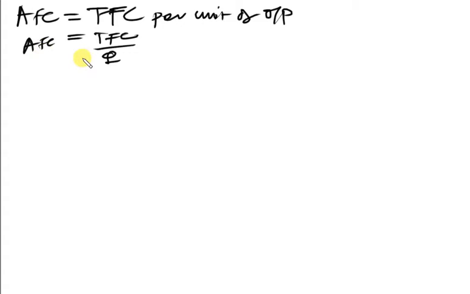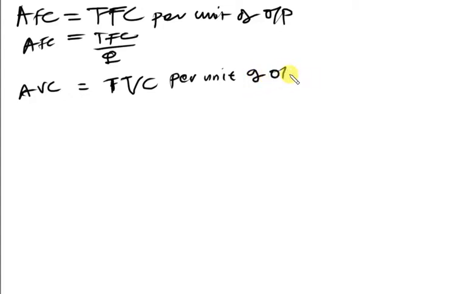Now in this video we're going to look at the average variable costs. Average variable costs refers to the total variable cost per unit of output. This will be the total variable cost per unit of output, and of course to also copy the same formula, average variable cost will be the total variable cost over output.